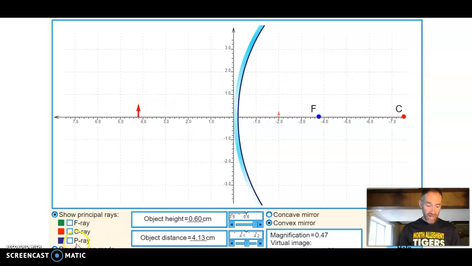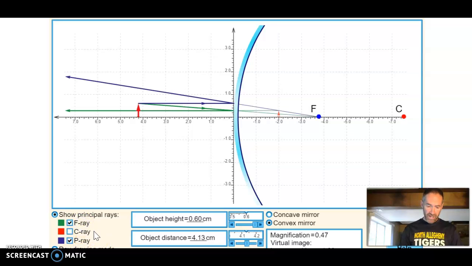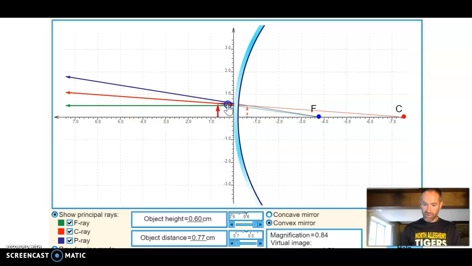You can see the rays that we were drawing last time. Here's my parallel ray, here's my focal ray, and here's the chief ray. And you can see that those rays are never going to cross on the left side, and so they've extrapolated them into the back, and they all seem to be coming from this spot. Because it's not real light crossing there, it's where the light seems to be coming from, it's a virtual image. But look at that image. No matter what I do, the image is going to be reduced, the image is going to be upright, and the image is going to be virtual, no matter what I do.